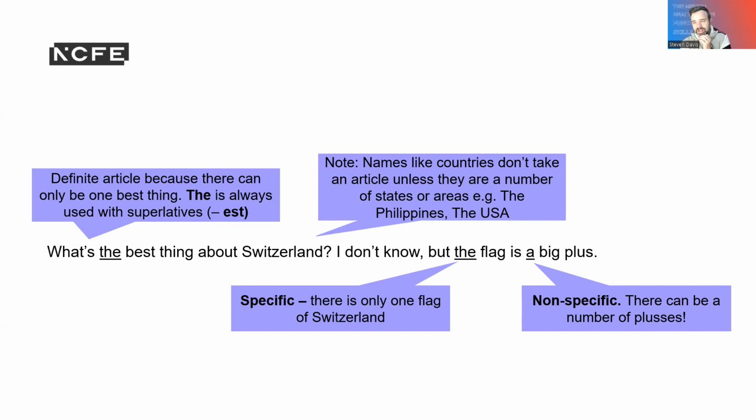Note, names of countries don't take an article unless there are a number of states, e.g. the Philippines, the USA. It's quite specific, so there is only one flag of Switzerland. Non-specific, there can be a number of pluses.